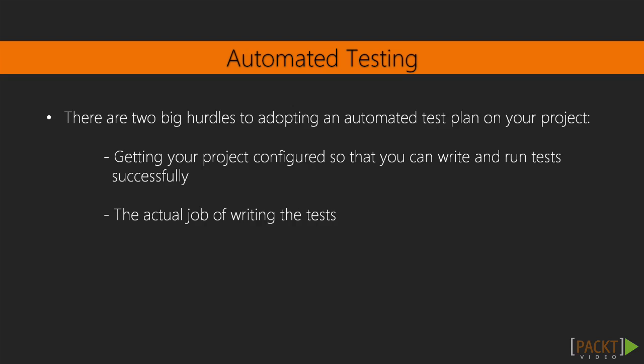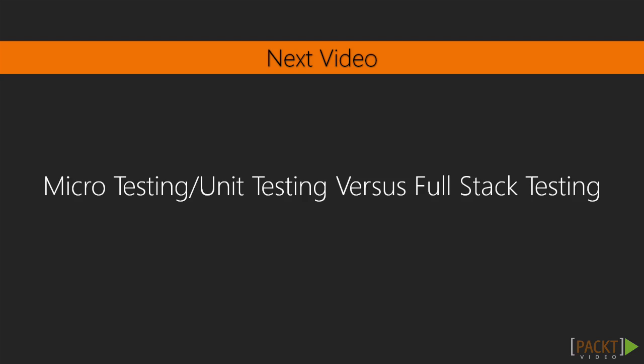However, in my experience, I found that there are 2 big hurdles to adopting an automated test plan on your project. The first is getting your project configured so that you can write and run tests successfully. The second is the actual job of writing the tests. Many times I've seen people get stuck on the first step and never get to move on to the fun part of step 2. In the next 3 videos, I'll explain the different strategies for testing, and we'll set up our project to run automated tests. Once we get this working, you'll be ready to start incorporating these tools into your work.